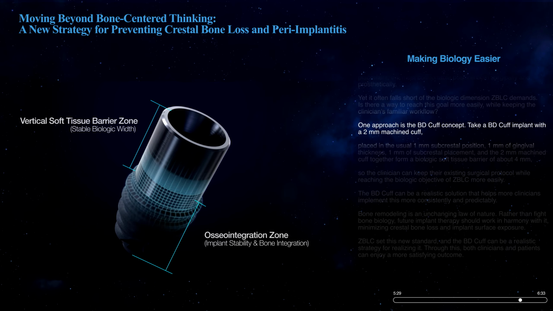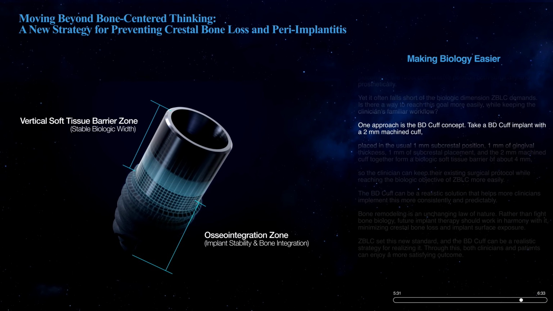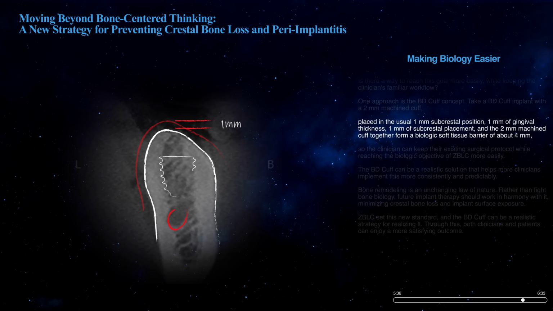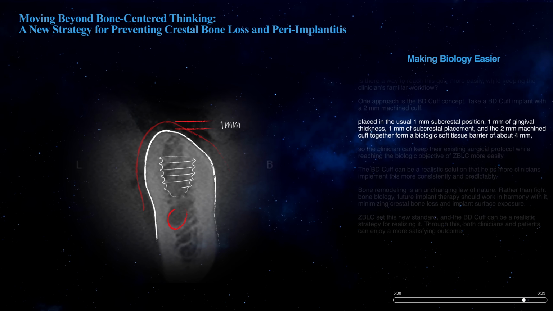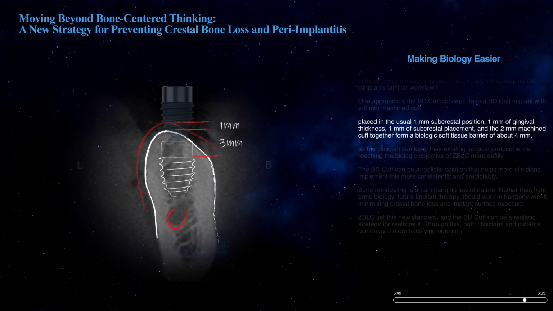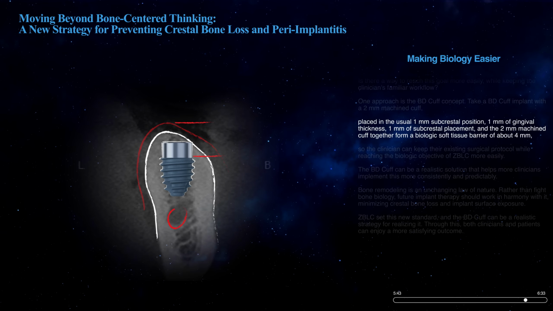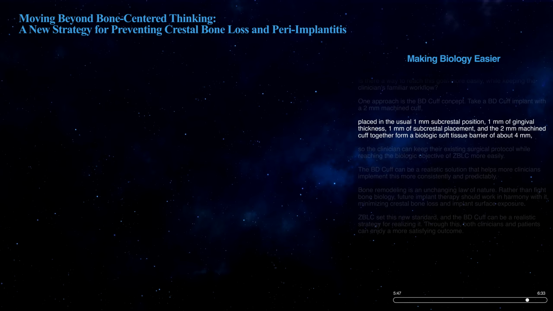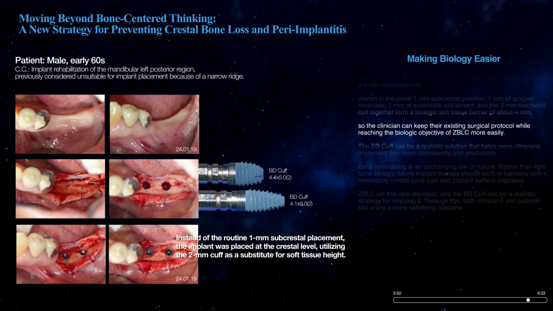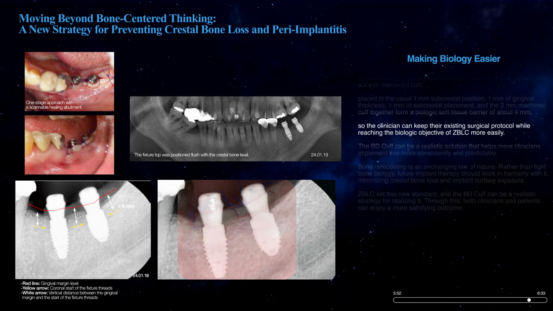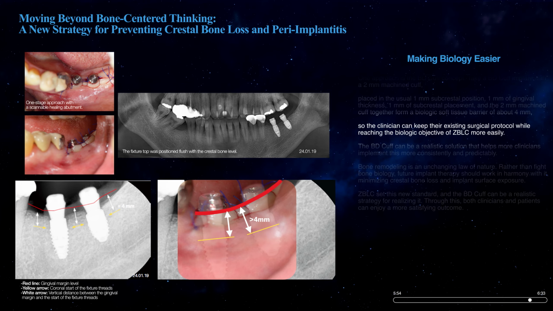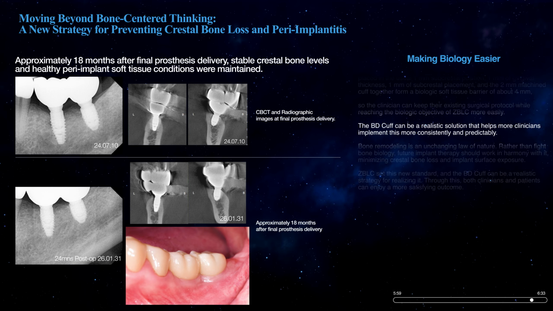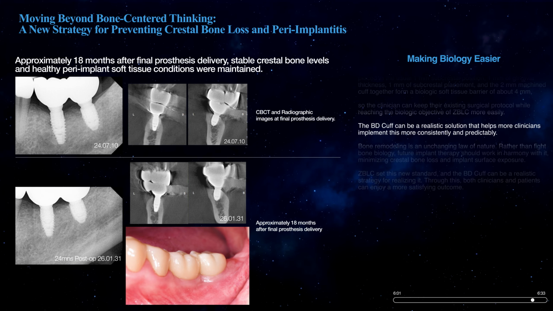One approach is the BD cuff concept. Take a BD cuff implant with a 2 millimeter machined cuff placed in the usual 1 millimeter subcrestal position. 1 millimeter of gingival thickness, 1 millimeter of subcrestal placement, and the 2 millimeter machined cuff together form a biologic soft tissue barrier of about 4 millimeters, so the clinician can keep their existing surgical protocol while reaching the biologic objective of the zero bone loss concept more easily. The BD cuff can be a realistic solution that helps more clinicians implement this more consistently and predictably.